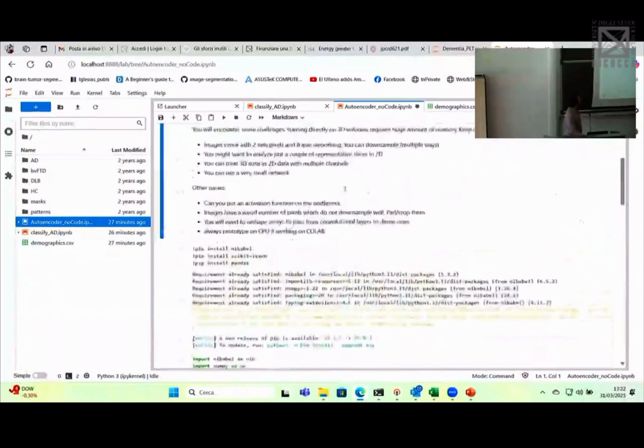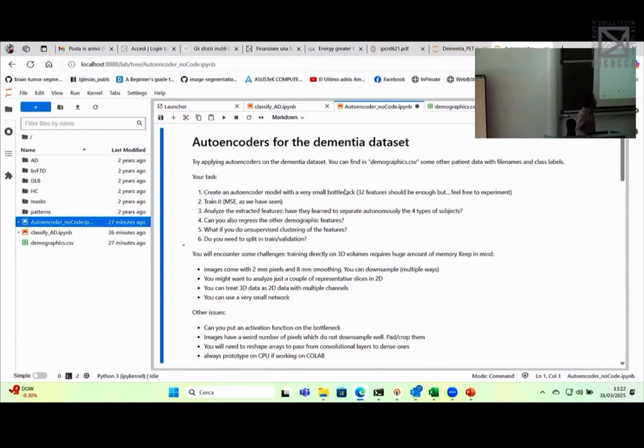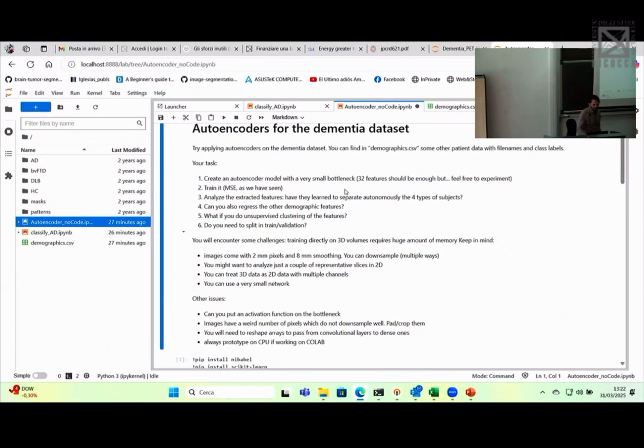And there are lots of things to think about when you start implementing. Now, I've built on my own an autoencoder with only 32 features to describe these images, but you can feel free to experiment. Probably, given that we need to learn four classes, you might go as far as only 2 classes, or you can do whatever you want.